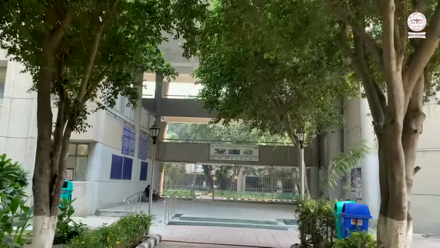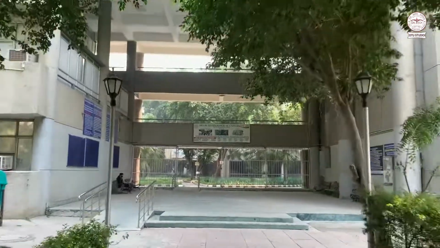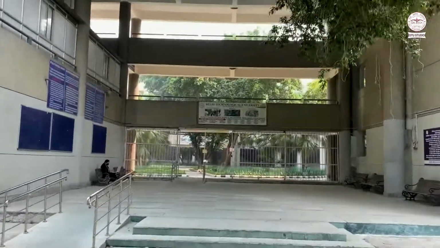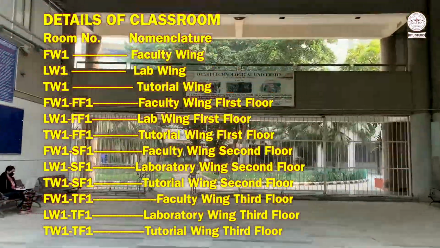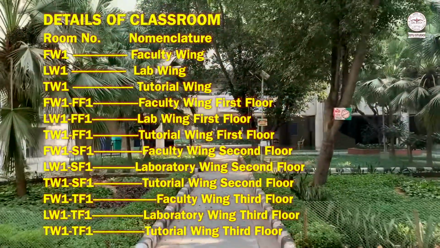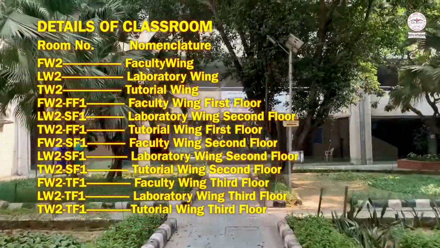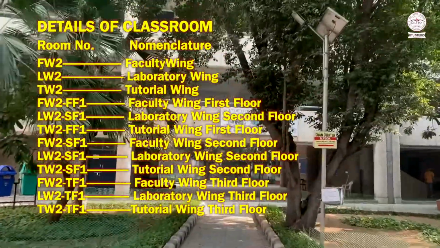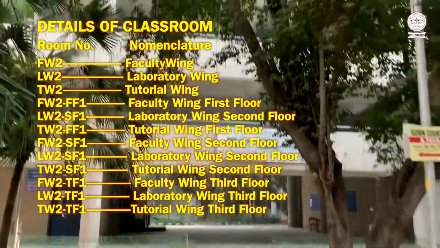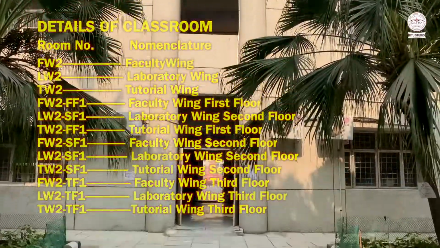DTU welcomes newly admitted students. I will explain the placement of classrooms and faculty blocks in DTU. First you will find electrical department, which is designated with FW1, which means faculty wing. And second, electronics department, which will be designated as FW2. And third, information technology. And fourth, civil engineering department.